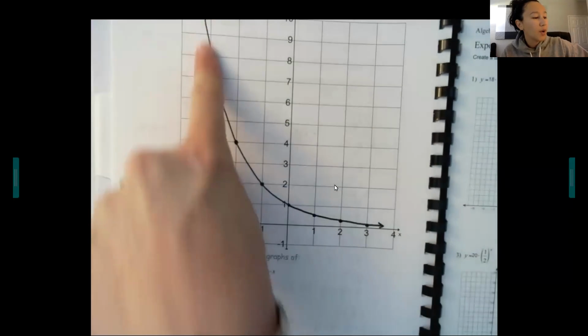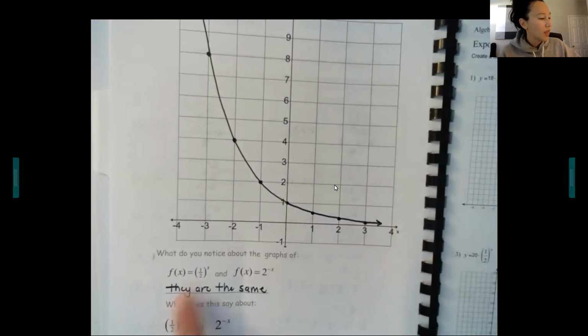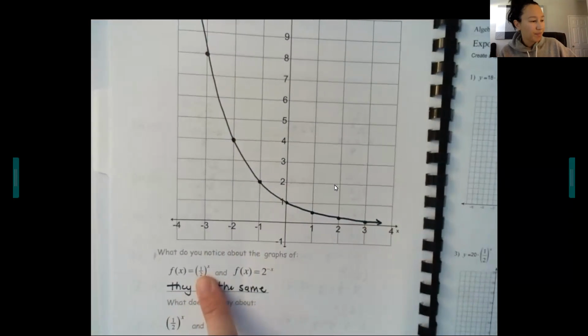And if you look at the graph, you'll notice that it's now going down. That's why we call it decay, because our values are decreasing. So they were decreasing by 1/2.